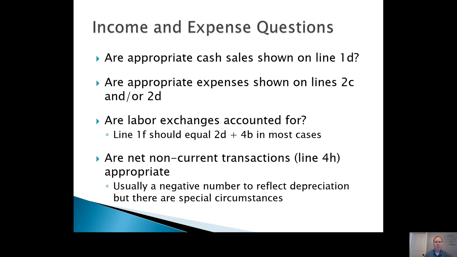And then line 4H is net non-current transactions. That number should typically be negative because of depreciation. Anytime we have a capital asset, that asset is going to go down in value over time, and so we would expect that to show a negative number there.